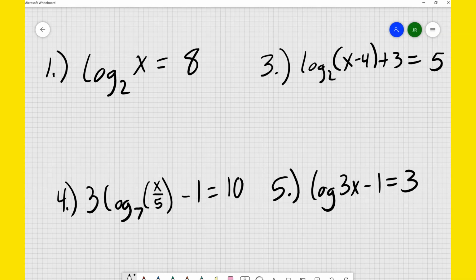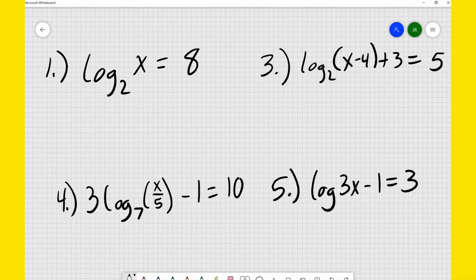I don't know if I said that right. Let me say it again. When you solve exponential equations, you're most likely going to have to use a log to solve it. And when you solve log equations, you're most likely going to have to use an exponential to solve it. So how can we use an exponential to invert that log base 2?